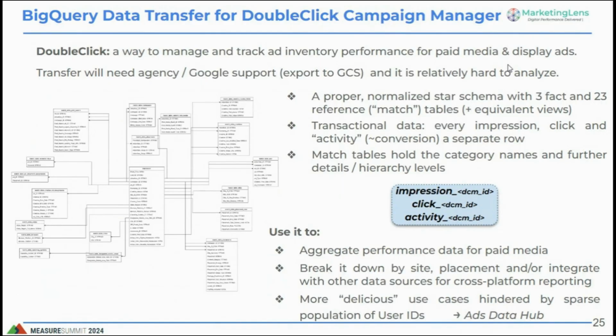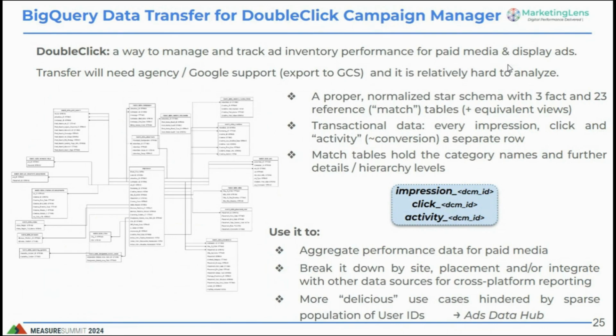Now, this is different from Google Ads in the sense that this is transactional data. Every impression, every click, and every activity is in a separate row. Activities are basically conversions as recorded using floodlight tags. The match tables are like regular reference tables. They hold category names because the categories are encoded with numbers in the fact tables for, I think, storage optimization. Sometimes they contain further details on these categories, or they can contain hierarchy levels.